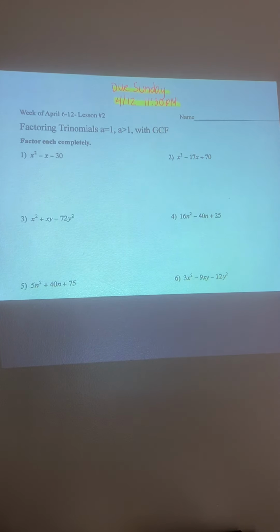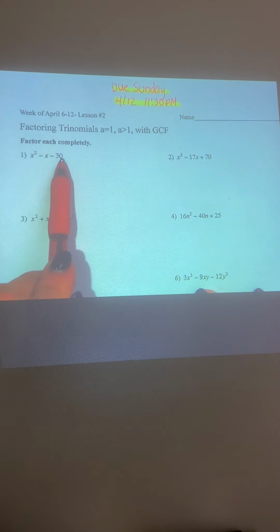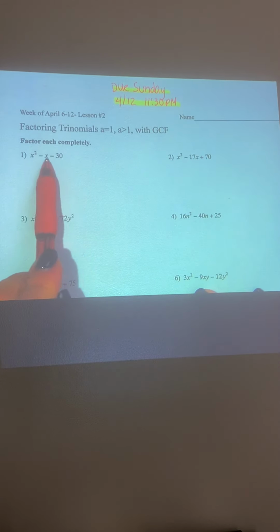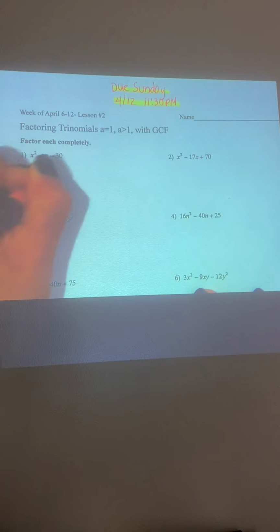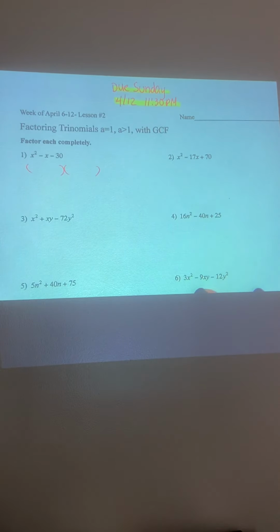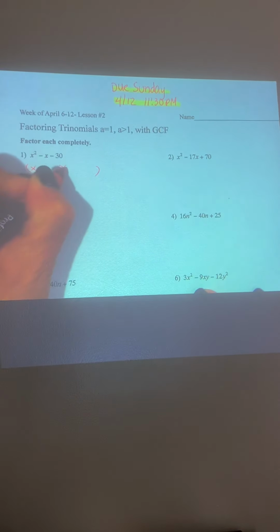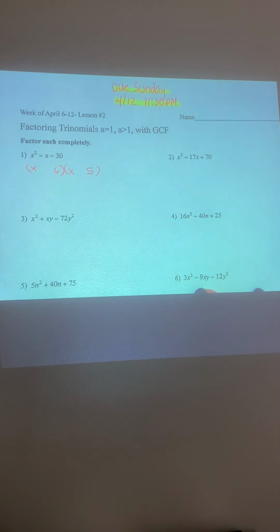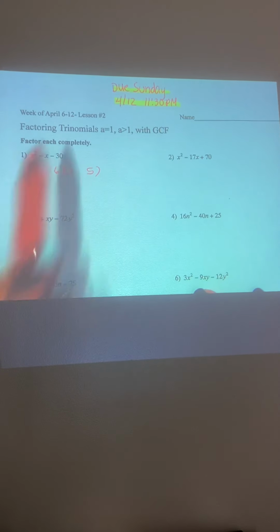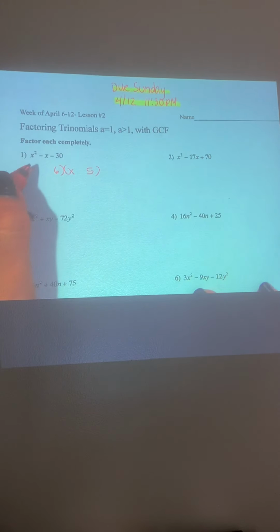First problem, we are looking for factors of 30 that subtract to 1. So we have x and x, and factors of 30, we have 6 and 5. Those are factors of 30 that subtract to 1. If you don't know, you can list your factors of 30 up here.